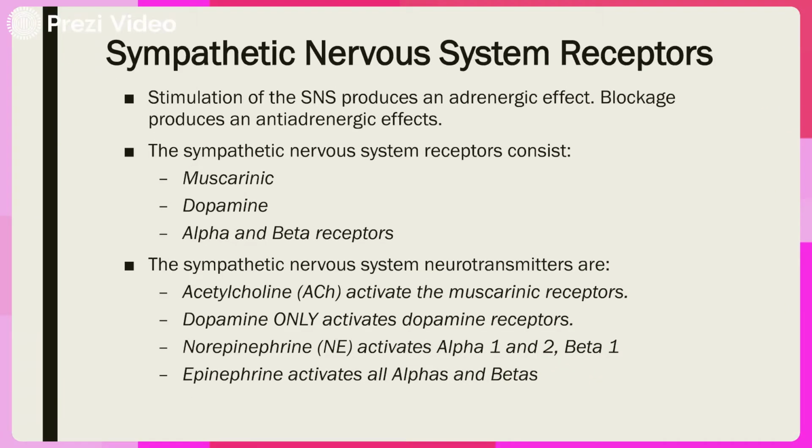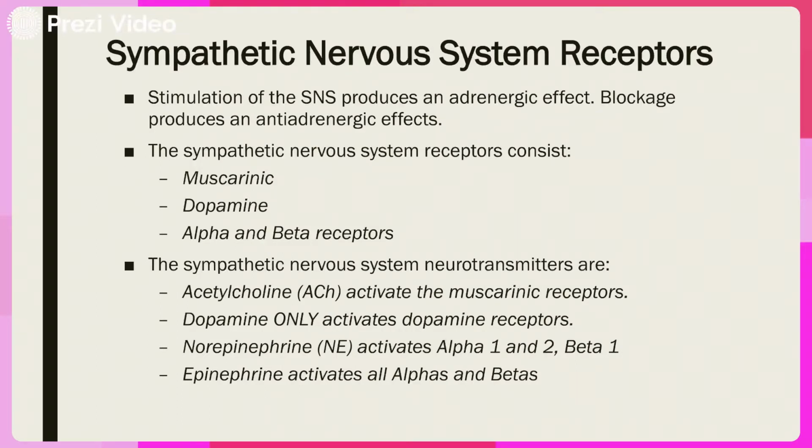The sympathetic nervous system receptors, in this case, we have adrenergic receptors. And when we stimulate these receptors, we call it an adrenergic effect. We have the same receptors, but when we block them, we can create an anti-adrenergic effect. The receptors for this system, we have muscarinic, we have dopamine, we have alpha and betas.